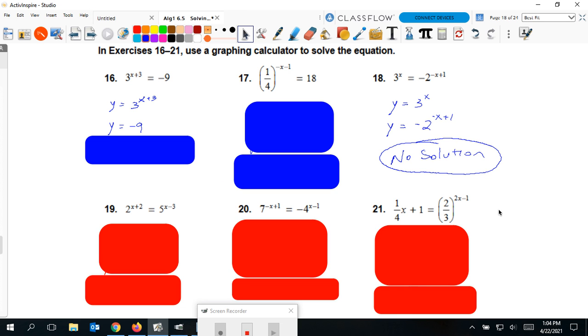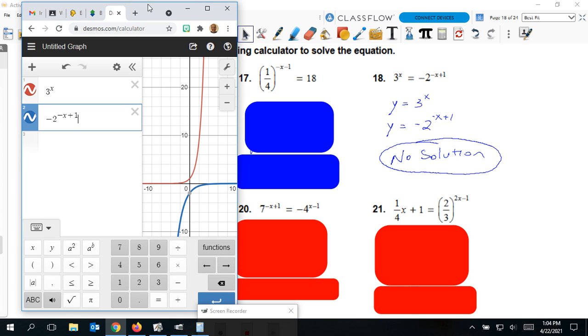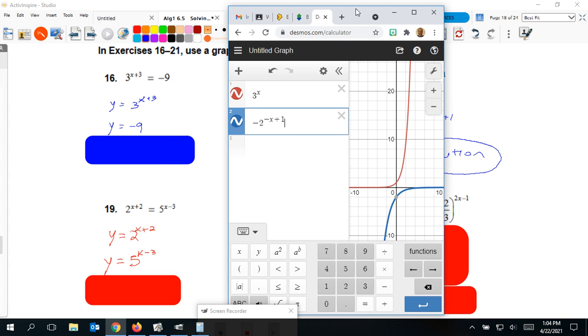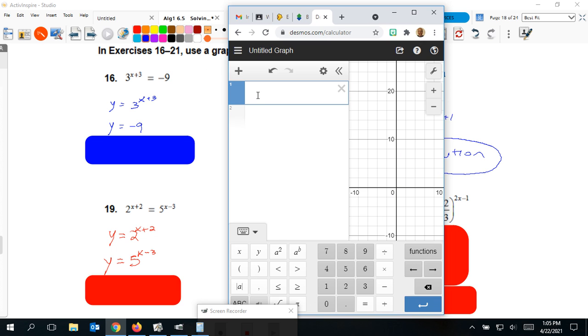All right, let's try number 19. So let's do this one here. Each of these is going to be its own function. y is going to equal the left side, and there's going to be a y equal to the right side. We're going to put that into our Desmos just like that, and then see if we can find an answer. So I'll move this over to this side now. I'm going to hit X out of these two, and now I can start over again.